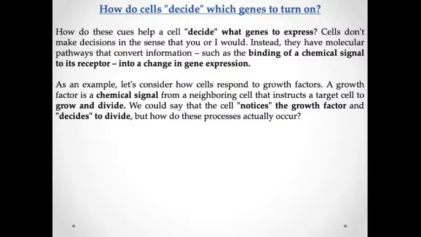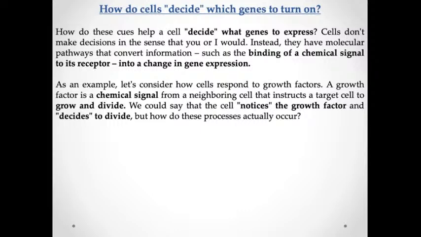So how do they queue up whether these genes have to be expressed or not? Cells don't make decisions. They have molecular pathways that convert information, such as the binding of chemical signals to their receptors, into a change in gene expression. So a chemical signal binds to a receptor and changes gene expression.